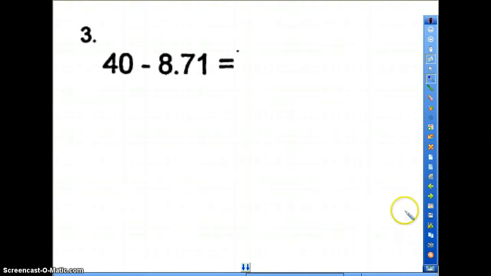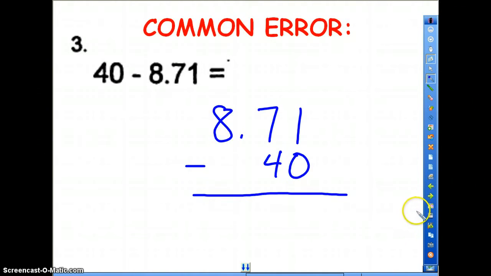Number 3. All right. Every year we see kids do something really crazy. It's a common error, and the common error we see every year is kids do this. Can you tell me what mistake was made?